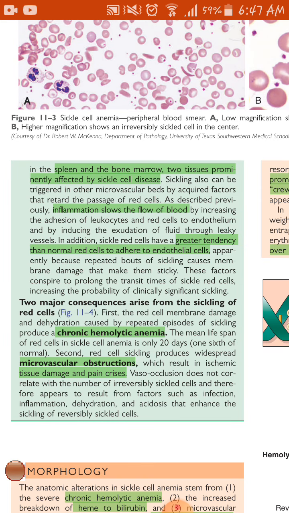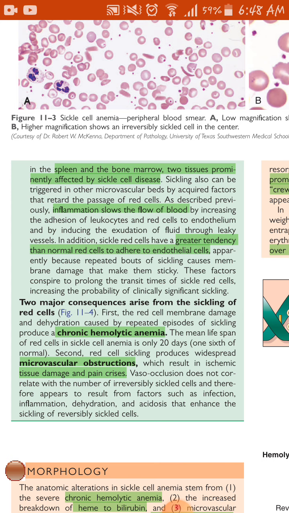Okay, now we have discussed three important factors which influence the sickling of the red blood cells in a person who is suffering from sickle cell disease. One of the factors was sluggish blood flow. We know that when there is sluggish blood flow, then there is increased chance of sickling. There are certain factors which can cause sluggish blood flow. For example, one of the factors is inflammation.